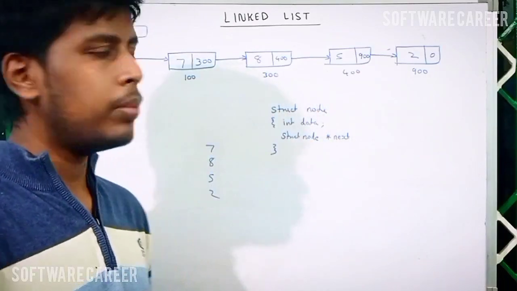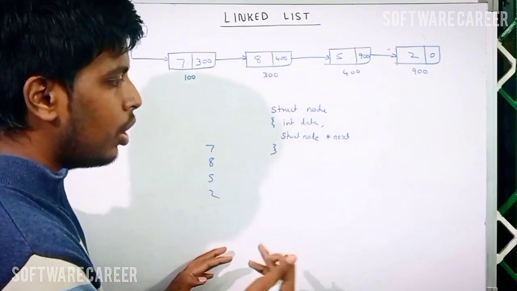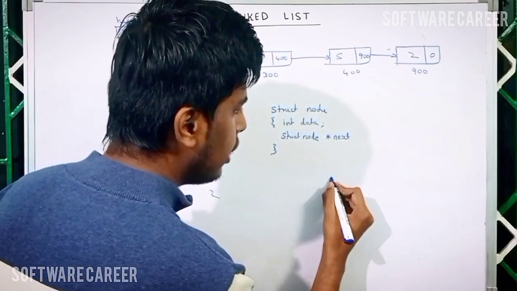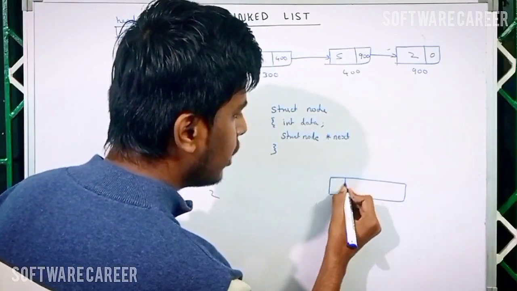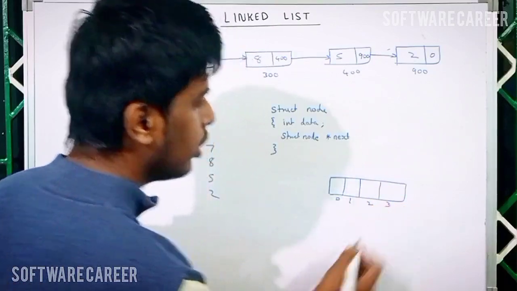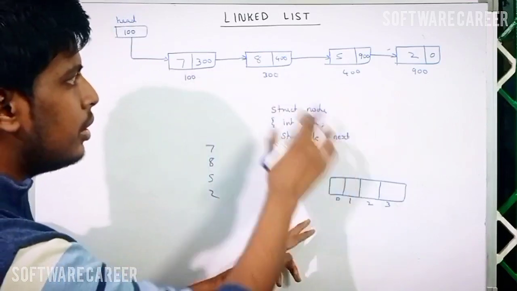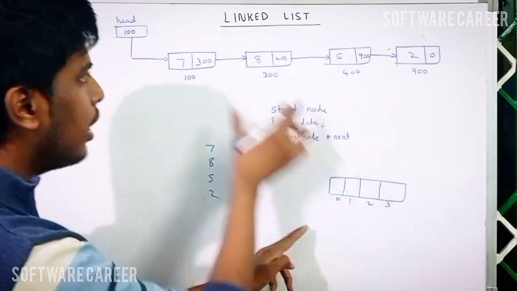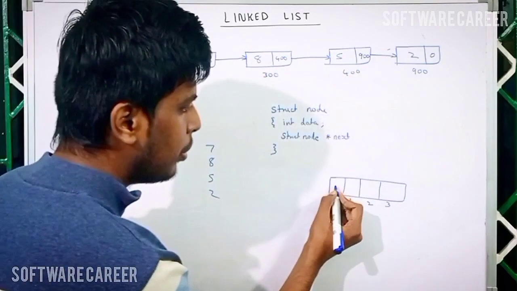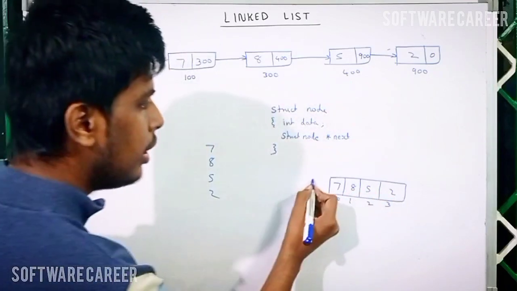Let's see the memory requirement for this linked list and array. Suppose I am creating an array of size 4, the same as this. The indexes are 0, 1, 2, 3. Now suppose I am storing the same elements into this array as in the linked list: 7, 8, 5, 2. This array name is A.